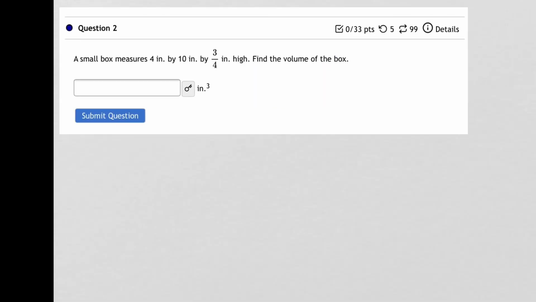Okay, and then one more question. This question says a small box measures 4 inches by 10 inches by 3/4 inch high. Find the volume of the box. Okay, so here let's see if we can draw this. So let's see, 3/4 inch high, and it's really long, right? Something like this.